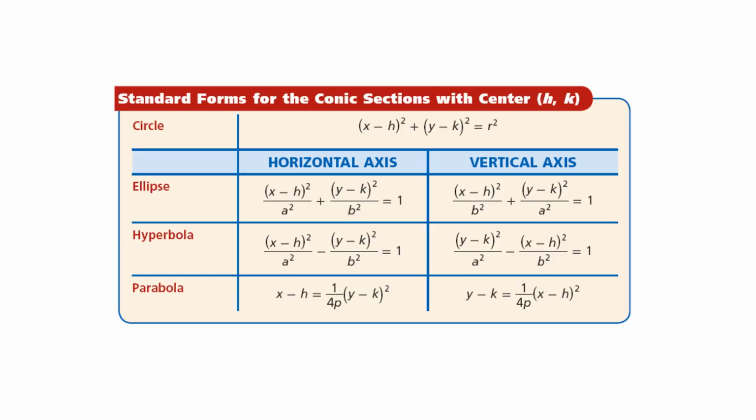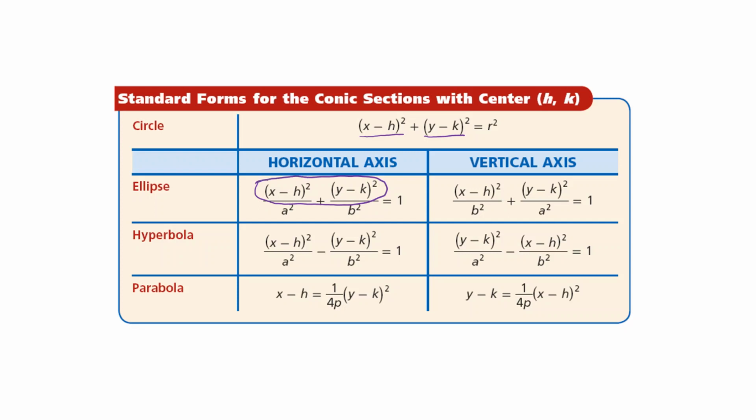All right, here's a chart of standard forms for the conic sections with the center at (h, k). This is a really important chart and will help you a lot. We'll be using it a lot in this lesson, and it'll be good for you to get pretty much memorized. The equation of a circle in standard form looks very much like the distance formula. Notice that the ellipse looks very much like it also.